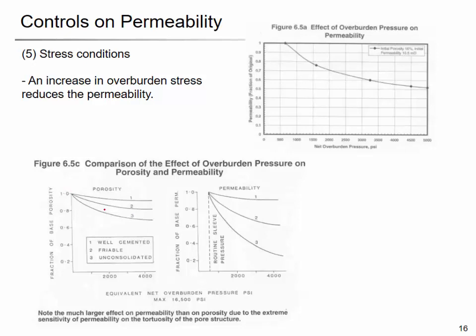So when you compare the relative reduction for a certain amount of overburden pressure, the porosity reduction is maybe 20% or 30% at maximum. But in the case of permeability, the permeability reduction can be larger than 50%. So the overburden pressure has a more significant effect on the permeability than the porosity.